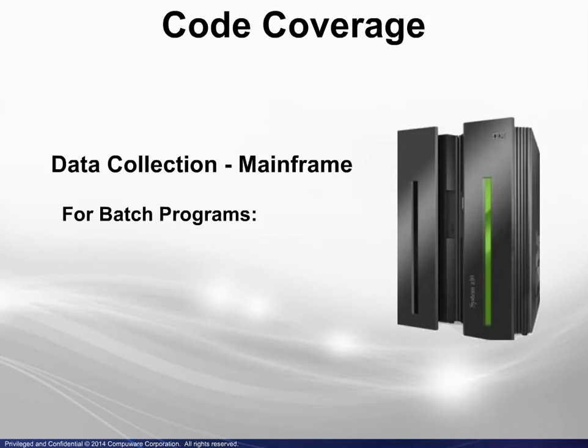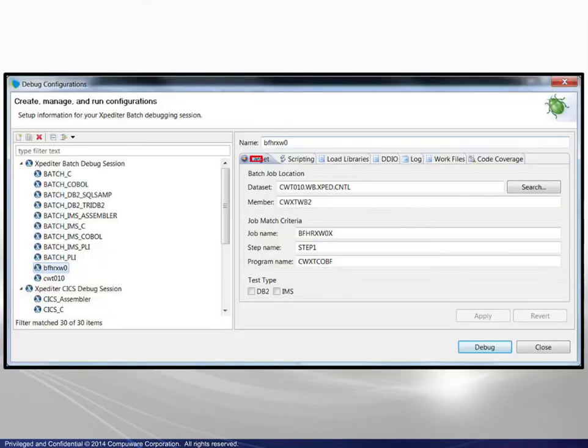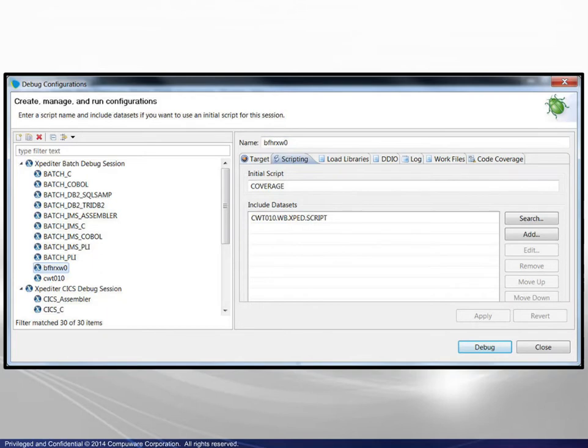For batch programs, the appropriate configuration parameters must be specified. Here, we see the target tab of a batch Expediter debug configuration. The scripting and code coverage tabs should be examined. Here, we see the scripting tab. An initial script is commonly used for batch code coverage data collection.